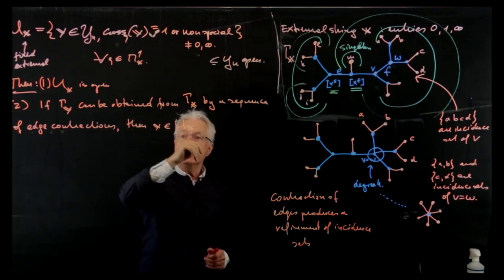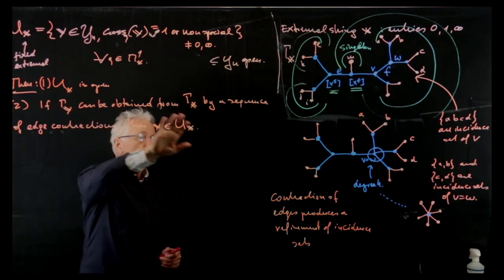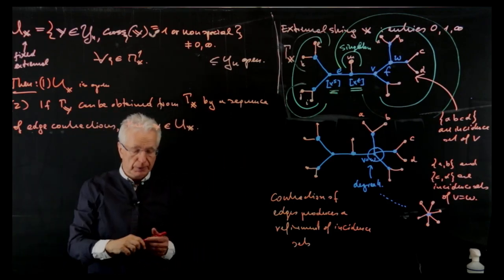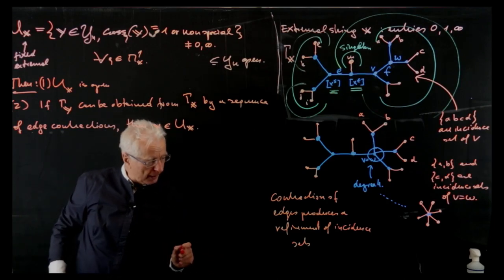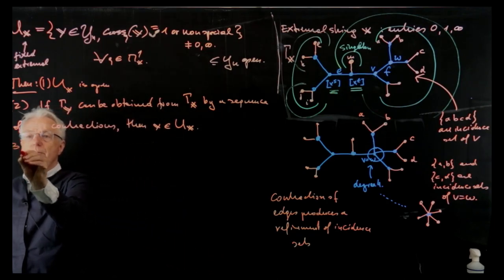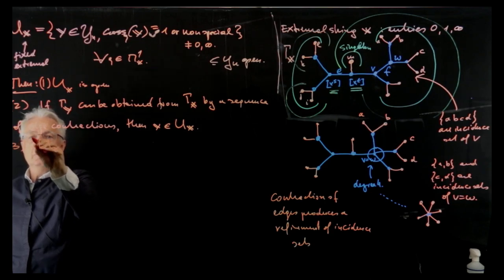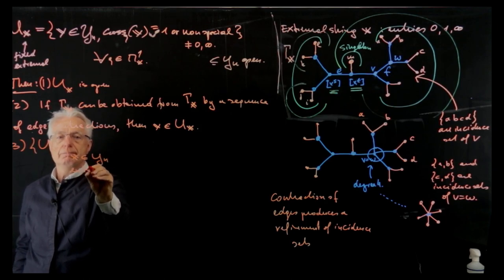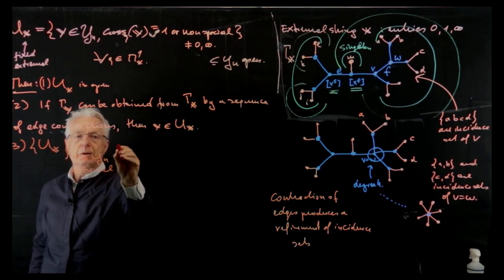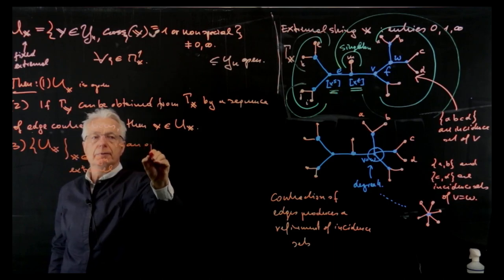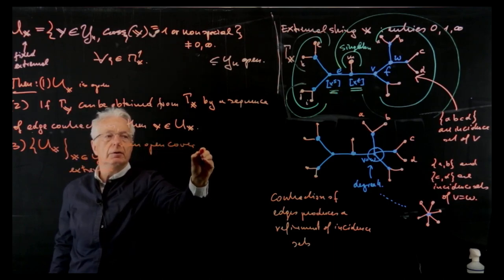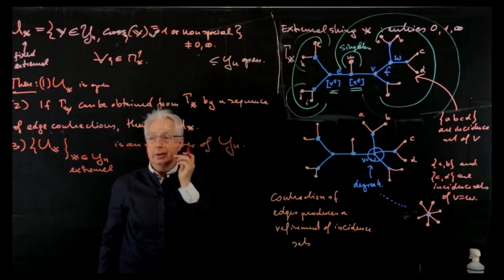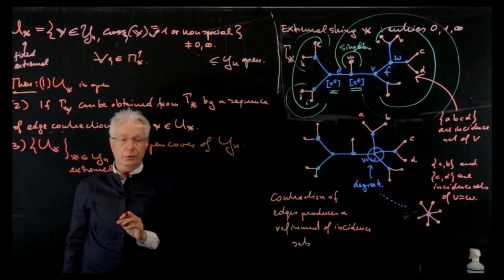And you can characterize the element in this open neighborhood just in terms of the tree. This is here just one direction, but I think the opposite direction going back also works. And three, U_x, x in Y_n extremal, is an open cover of Y_n. And precisely on these open subsets, we will construct the charts. Okay?